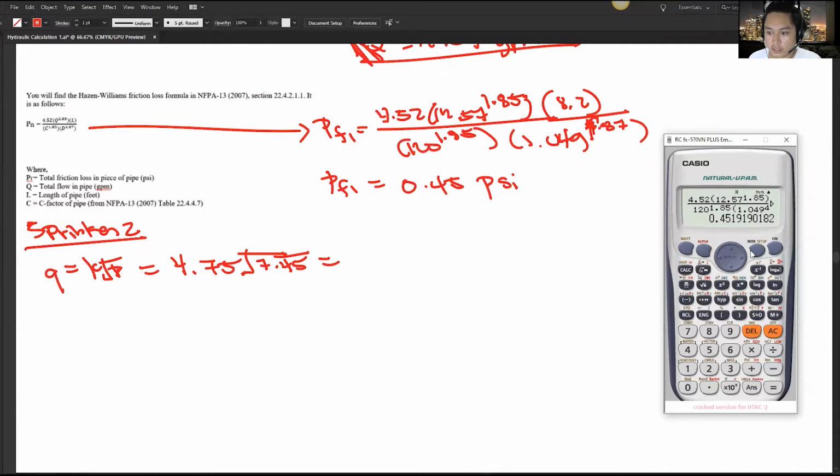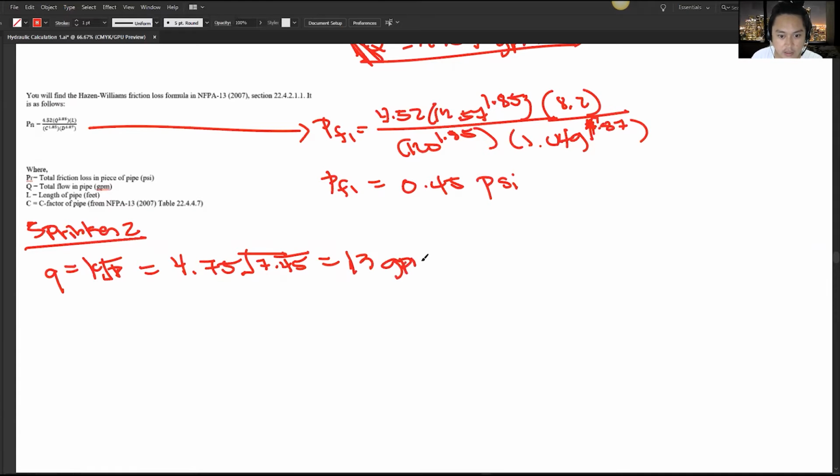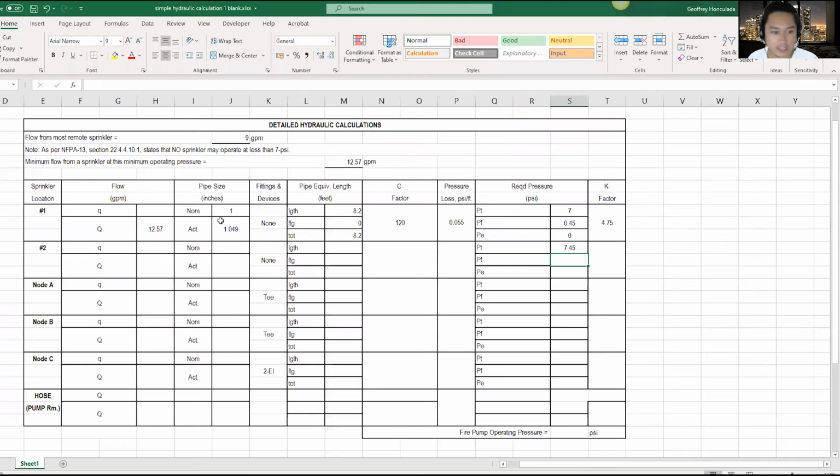If we use our calculator, that's 4.75 times the square root of 7.45. And this is our answer: 12.96. Let's just make that 13 GPM. We input that in our table. It's 13 GPM, and in order for you to solve for the total flow rate at sprinkler 2, all you need to do is add this up.